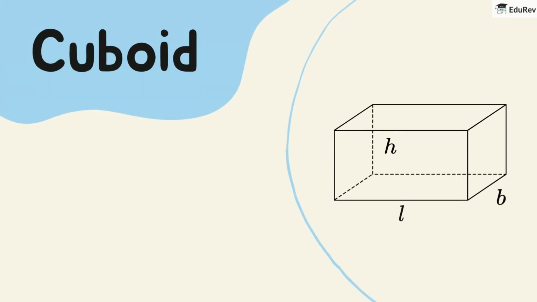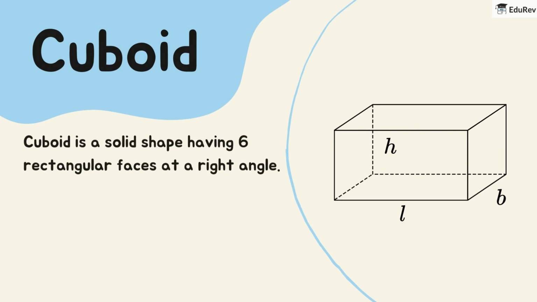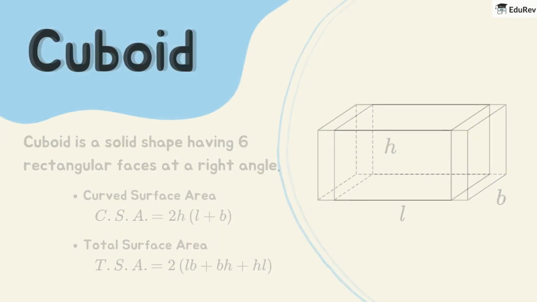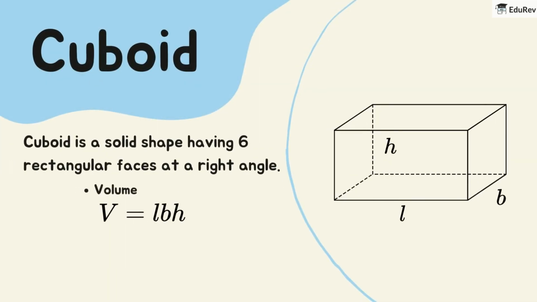Next, we have the cuboid. A cuboid is a solid shape with 6 rectangular faces at right angles. Its curved surface area is twice the sum of the length and breadth multiplied by the height. The total surface area is twice the sum of the products of length and breadth, breadth and height, and length and height. The volume of a cuboid is the product of its length, breadth, and height.